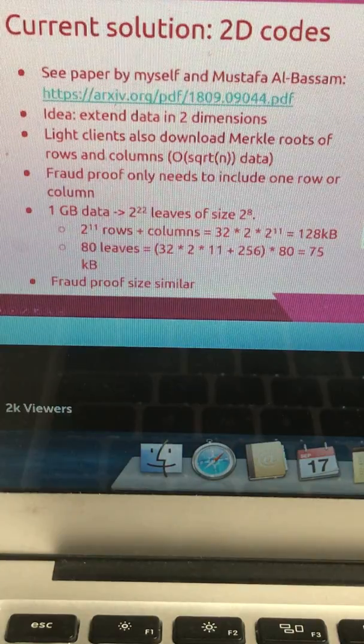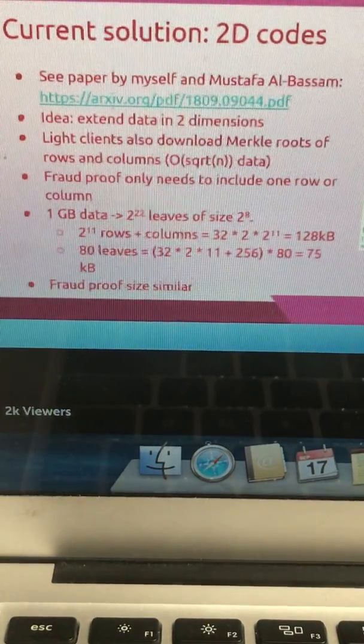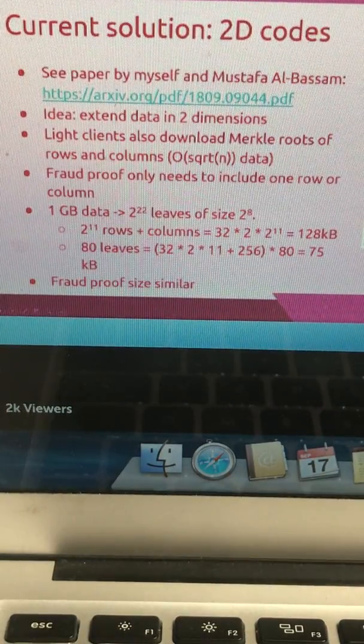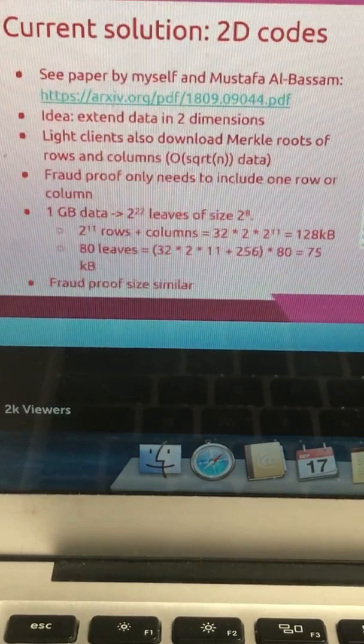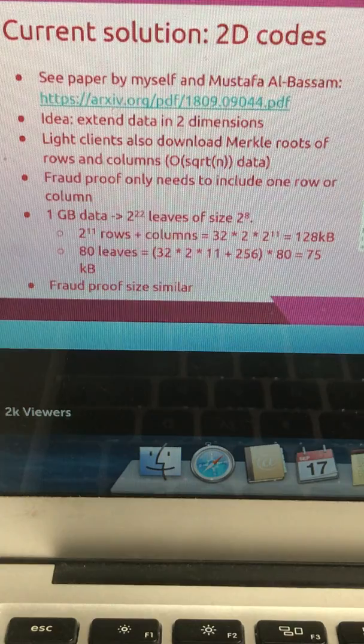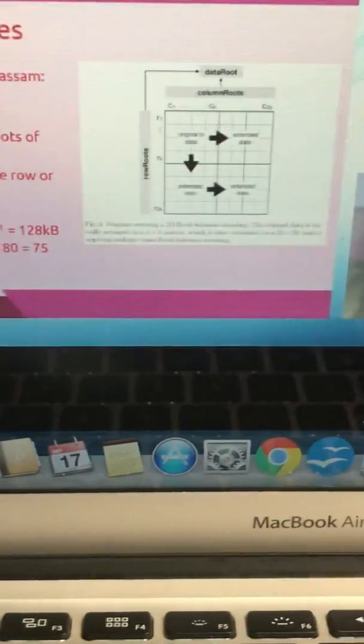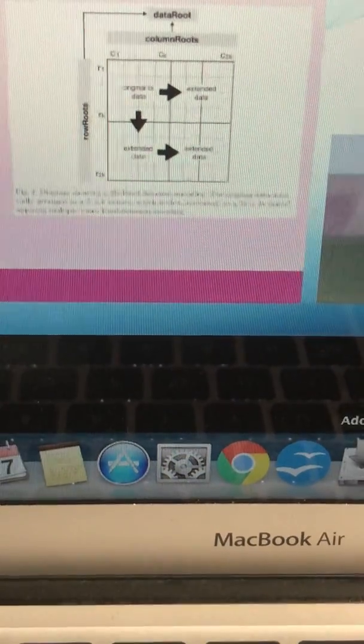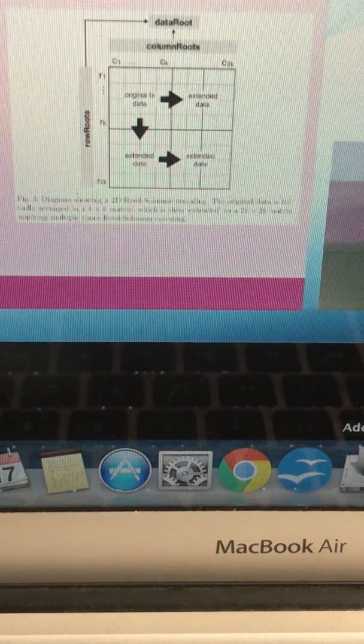and so we have this square. So then a light client to check data availability is going to make basically 80 random queries into this structure, but the light client is also going to download the Merkle roots of every row and the Merkle roots of every column. Right, so a light client has to download O(square root of n) data. So in the case of gigabytes, this is going to end up being about a few hundred kilobytes.